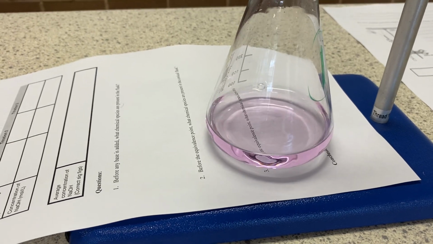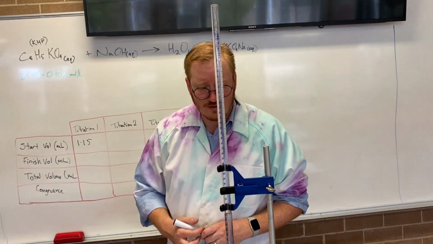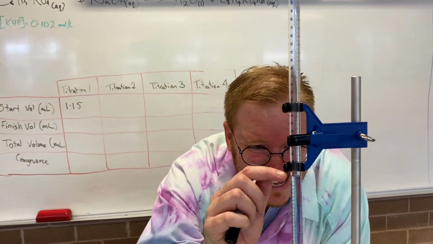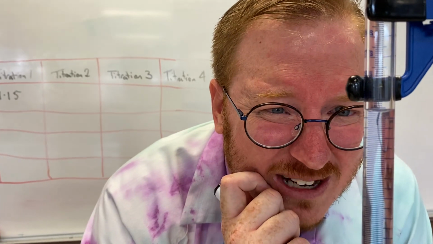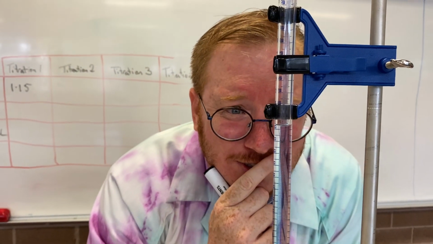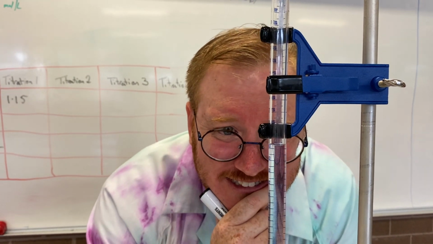Okay? Now I'm going to read off the volume, and what I might do is show you what happens when you overshoot that endpoint. So let's read off the true volume. Okay, it's down here. And I'm reading at my side, and I'll turn it around. It's just before 30, so it's 29. That's 3 off, so it's 29.70.